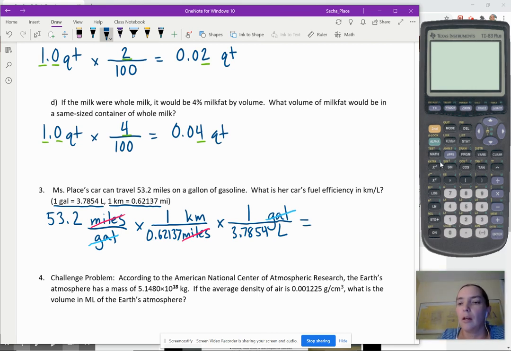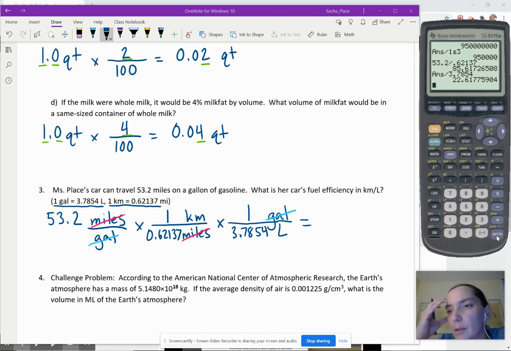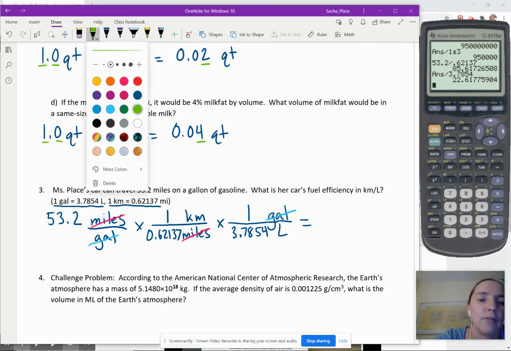So on my calculator, I've got 53.2. And I want to divide that by 0.62137. That's my first operation. And then I want to divide it also by 3.7854. And you could use parentheses and do that all in one step. But I get this number, 22.61775904. And so that, of course, makes me think, oh, I have to think about how many significant figures I can have in my answer.